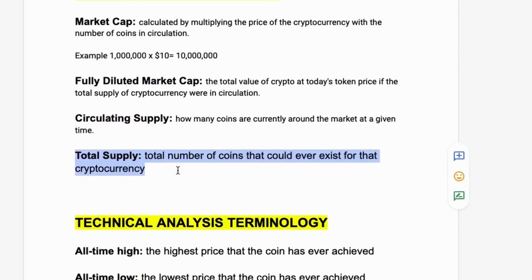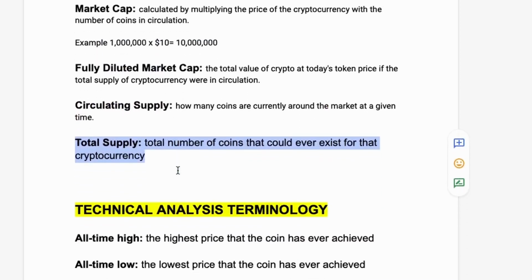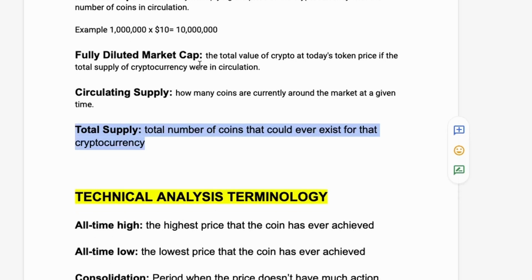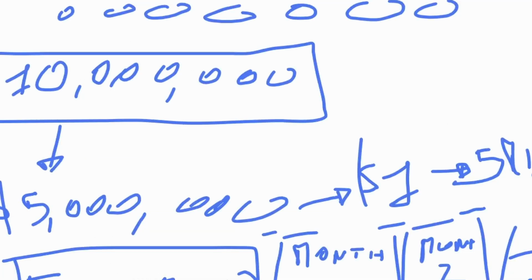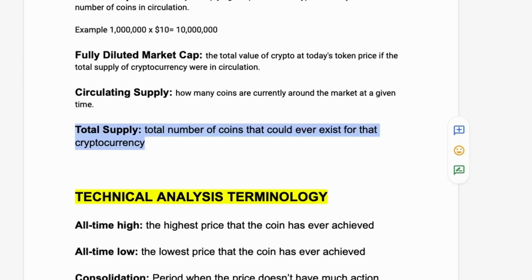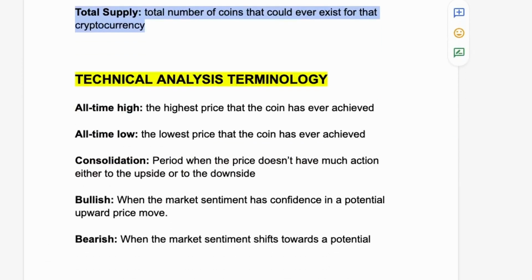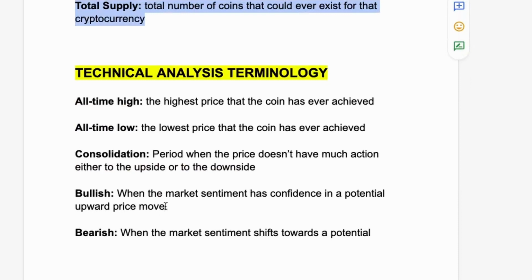Right now, I'm going to cover some basic terminology about technical analysis. You will hear these terms plenty of times, so it's very important that you understand them. To be honest, when I started in crypto, one of the first things that confused me was all this terminology: all-time high, all-time low, consolidation, bullish, bearish. At the beginning it confuses you a lot. So let's go one by one and discuss all of them.